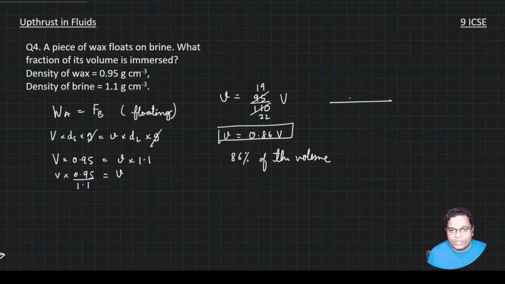So if this is a piece of wax that is floating, this is 86% and this will be 14% that will be above the water. Okay, let's go to the next question.